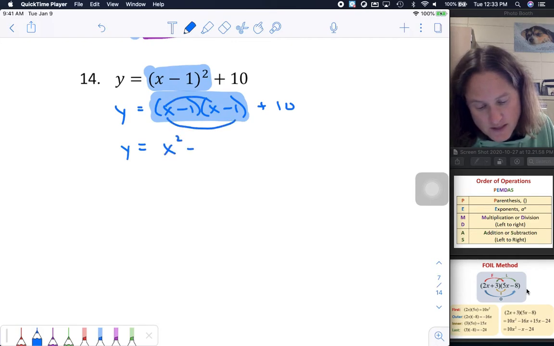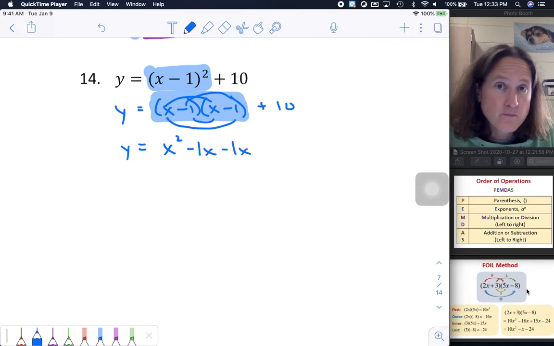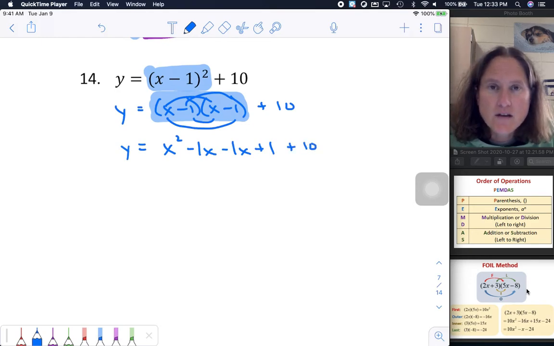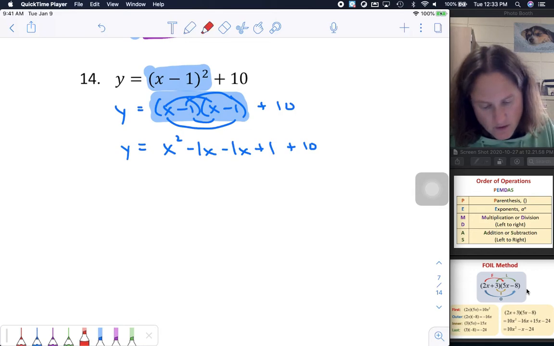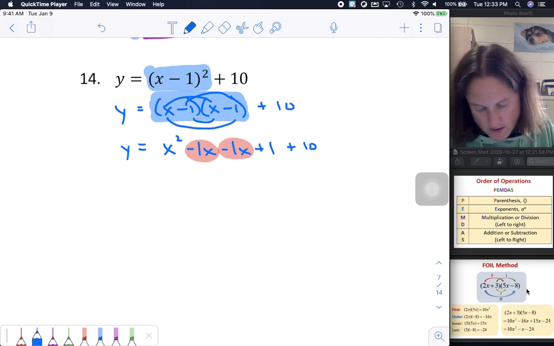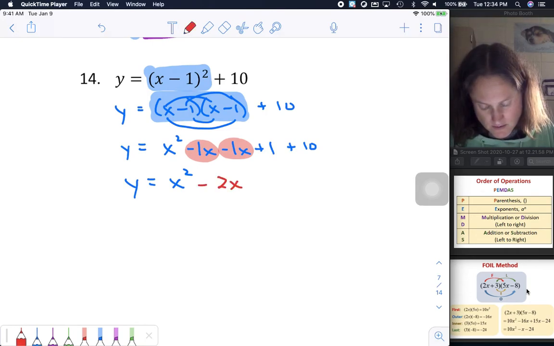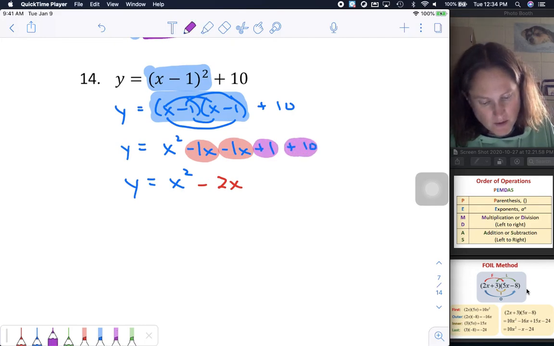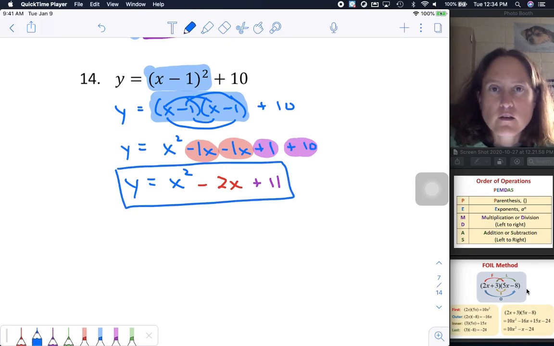So if I multiply my first terms, that's x squared. My outside terms is negative 1x. My inside terms are negative 1x. And my last term, because it's a negative 1 times a negative 1, turns out to be plus 1. And then don't forget I have that extra plus 10 from what's outside the parentheses. Now I just need to go ahead and combine my like terms. I've got 2 x terms right there. So y equals x squared, that becomes minus 2x. And then I have 2 constants, 1 plus 10. That becomes plus 11. That would be the standard form going from the vertex form.